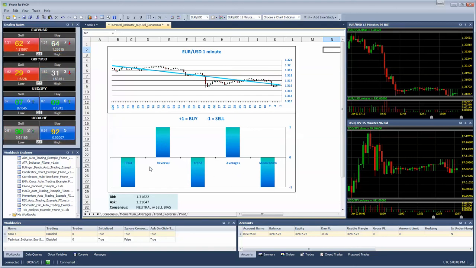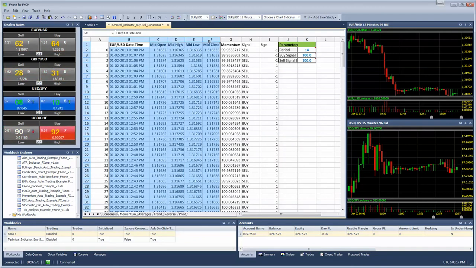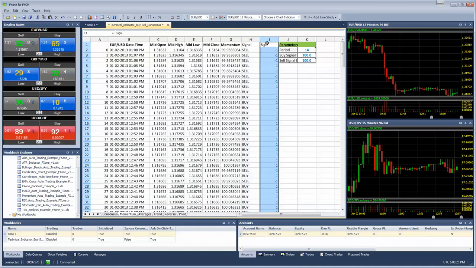These indicators are actually underneath in additional worksheets in longhand form. So here, for example, is the momentum indicator. We can see we've got the market data itself here. We've got the momentum indicator here with its formula. We've got a signal that we're creating here. We're taking the sign of that just as a positive one or a minus one.